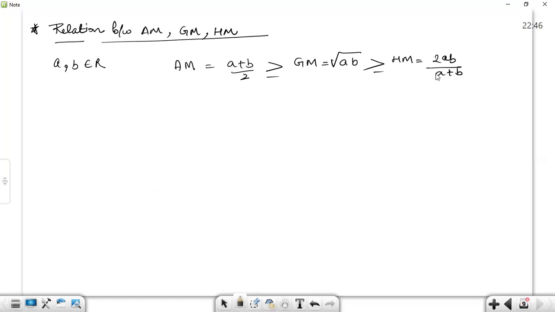So this observation is very important. Always remember that arithmetic mean is greater than or equal to geometric mean. Very important.